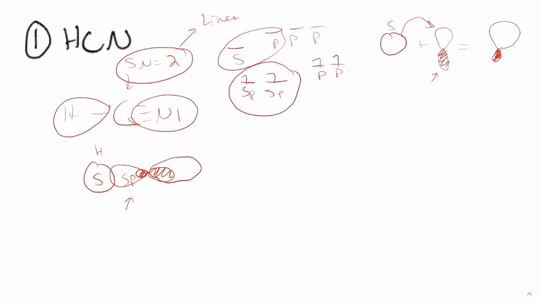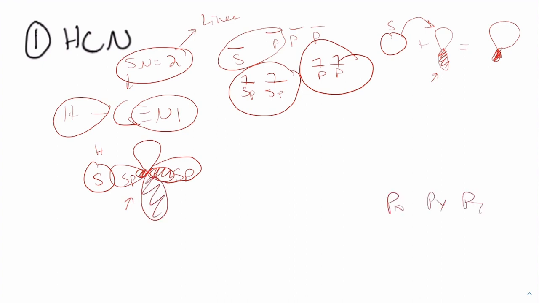Remember, I'm drawing it linearly. So here's my other sp orbital. Now, if you remember, we left 2 unhybridized p orbitals on this carbon. So I'm going to draw one of them here. And remember that the p orbitals, there's a px, a py, and a pz. I'm going to assume that I use the px to make this sp orbital here, just to make it simpler. So I've got a py up here.